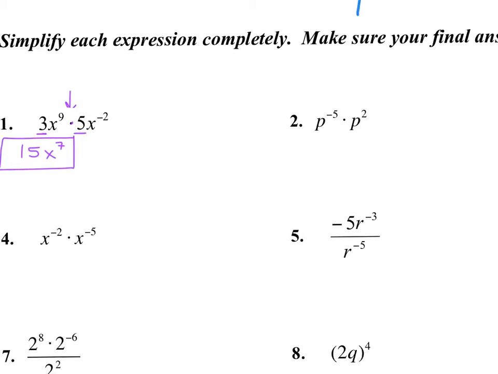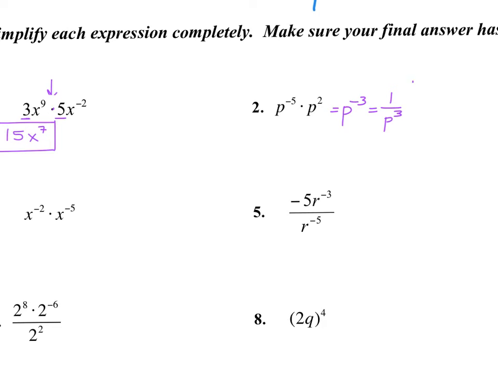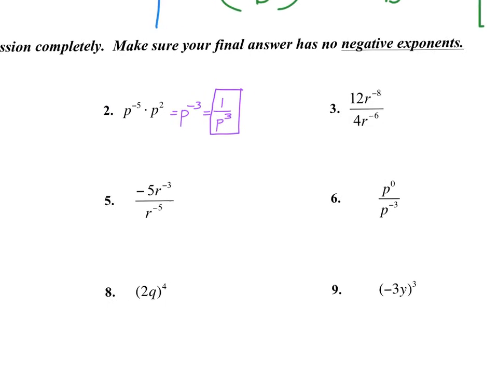All right, how about number 2? It's p to the negative 5th times p to the 2nd. What do you get? What's your first step there? P to the negative 3rd, right? We're going to add those together. So negative 5 plus 2 is negative 3. And then what does p to the negative 3rd become? 1 over p to the 3rd. Okay, so this would be your answer there.